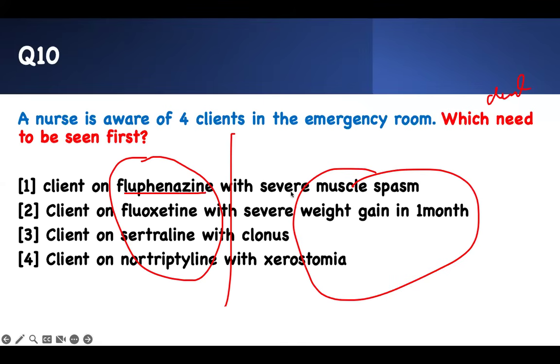Prochlorperazine and you have severe muscle spasm, that is acute dystonia, right? Fluoxetine with weight gain is an unexpected finding, right? Sertraline with clonus, this is what? Think about it. This is serotonin syndrome. Now, amitriptyline with xerostomia, dry mouth, don't worry about it. Expected finding. This is bad: acute dystonia and serotonin syndrome. Serotonin syndrome is worse than acute dystonia. Therefore, number 3 is your right answer.